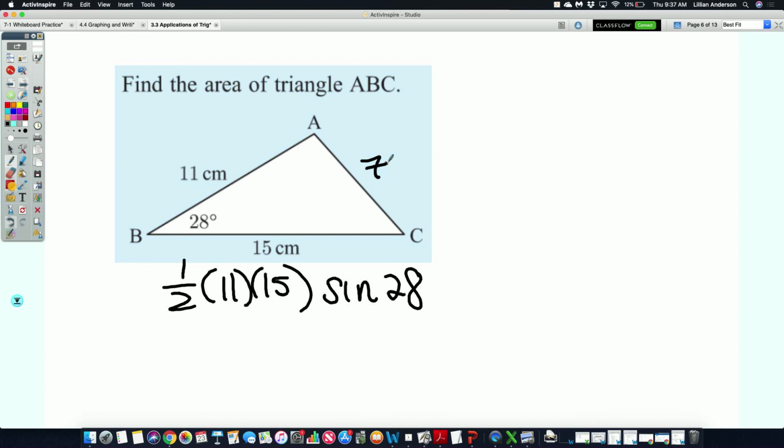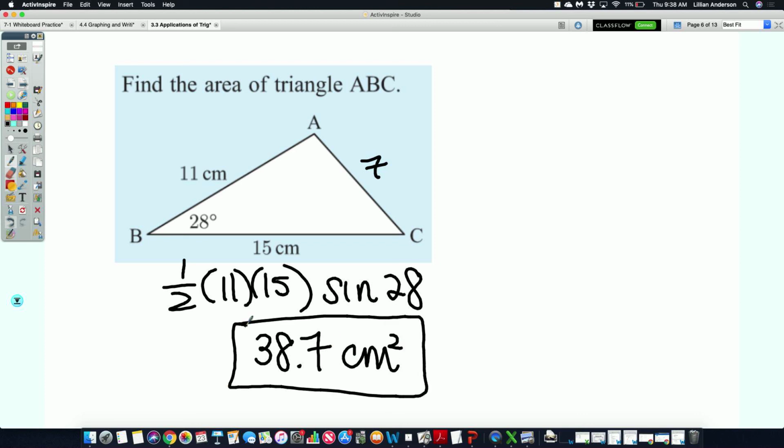Have you guys figured this out? What's the area of the triangle? 38.7? Yes. Don't forget your units, so let's say 38.7 centimeters squared. Now this is very basic, very straightforward. However, it can be used in an application problem later on. But again, 1/2 ab sine C, 1/2 bc sine A, 1/2 ac sine B. Your two sides times the sine of your angle divided by 2. Questions?